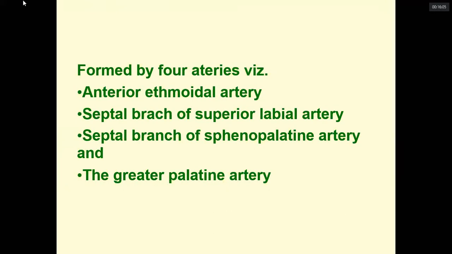Now it is formed by 4 arteries. We have already talked about these 4 arteries: anterior ethmoidal artery, septal branch of superior labial artery, septal branch of sphenopalatine artery, and the greater palatine artery. So anterior ethmoidal artery is a branch of ophthalmic artery coming from the internal carotid artery, and superior labial artery is the branch of facial artery, and these 2 are the branches of maxillary artery.